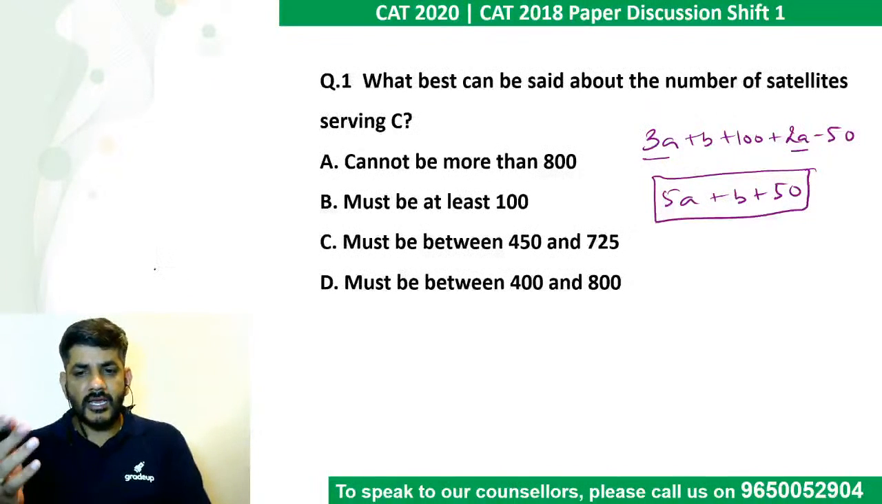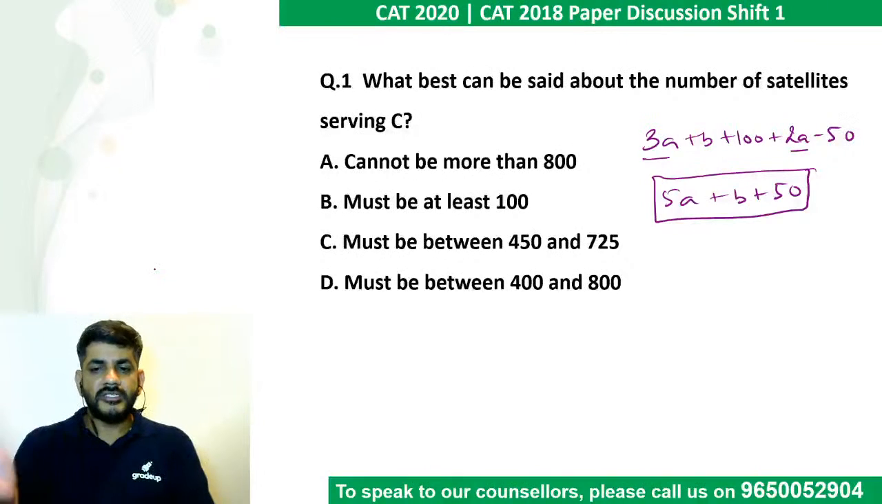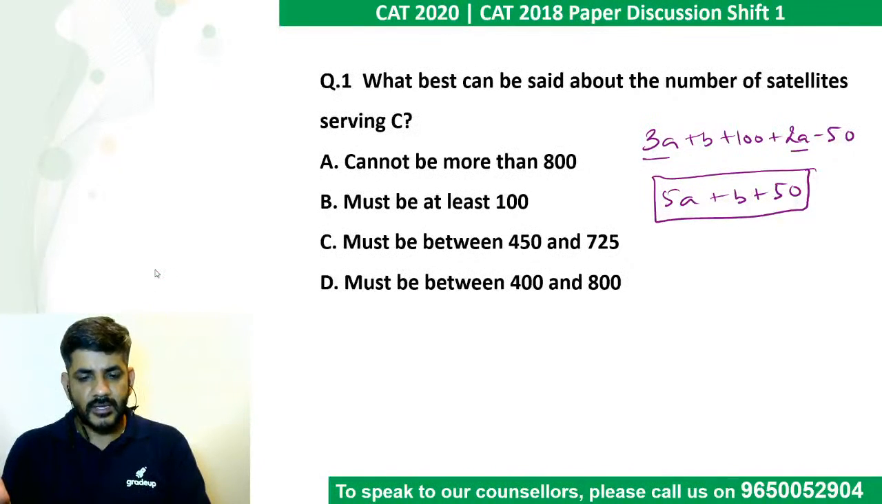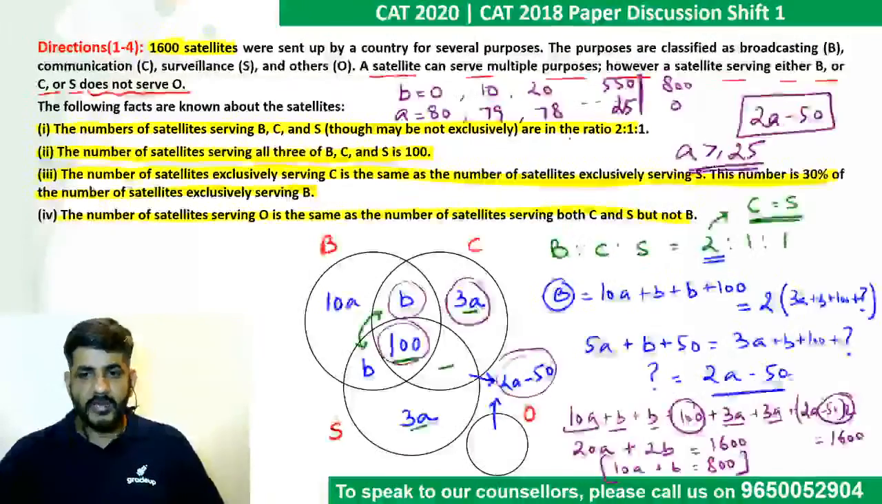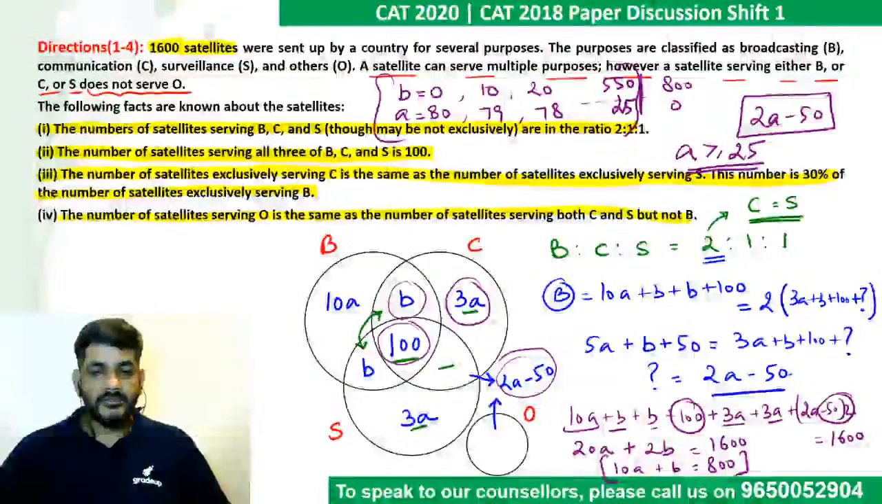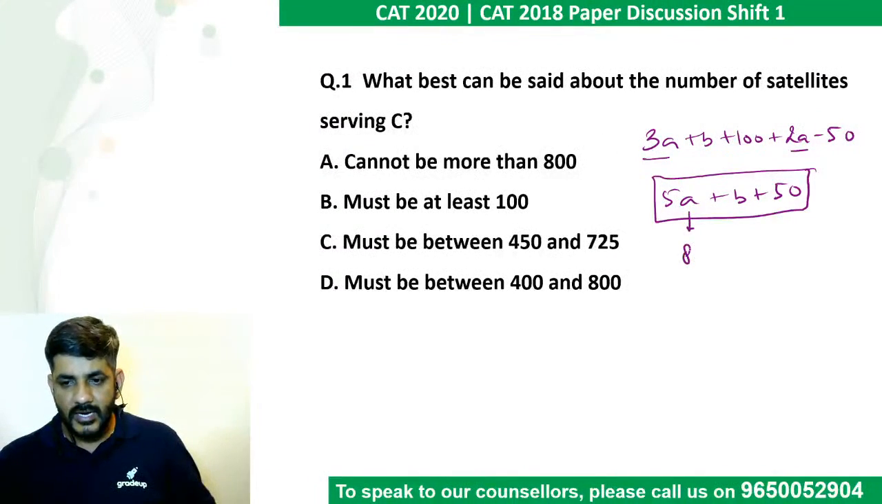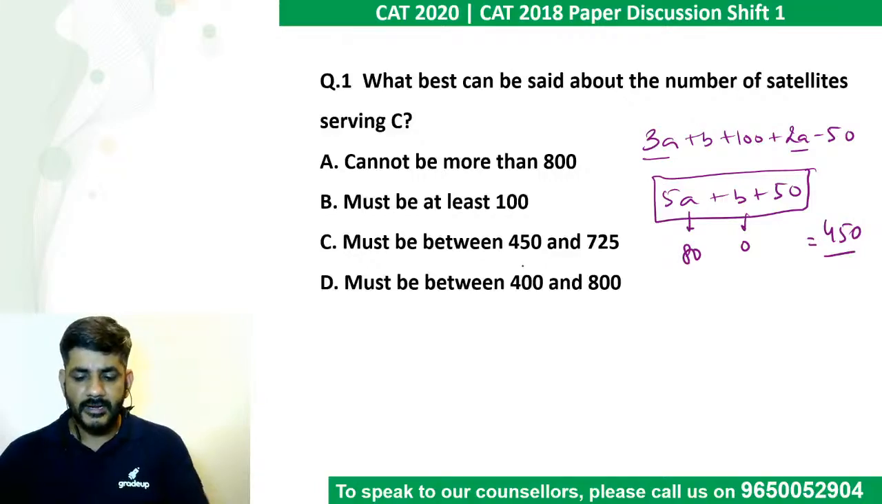Now the options are like cannot be more than this, must be at least this, must be between this, and must be between 400 and 800. So basically we have to find out a range of this, right? Now from this equation we know the values of A and B. A is maximum 80, B is 0. So when I put A as 80 and B as 0, what do I get? 400 plus 50, that is 450, right?